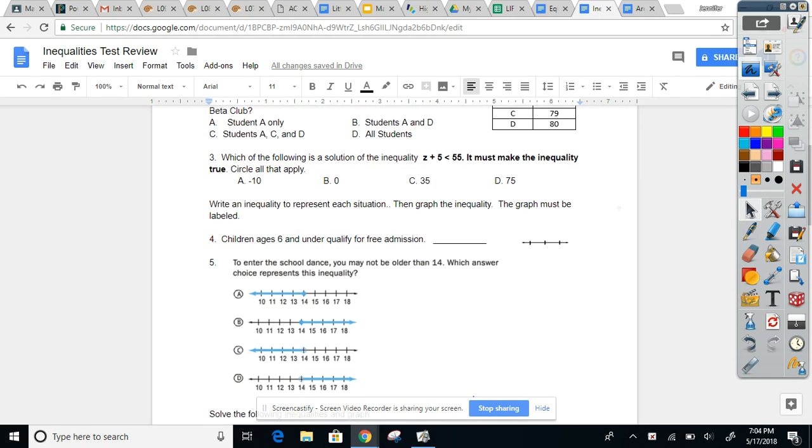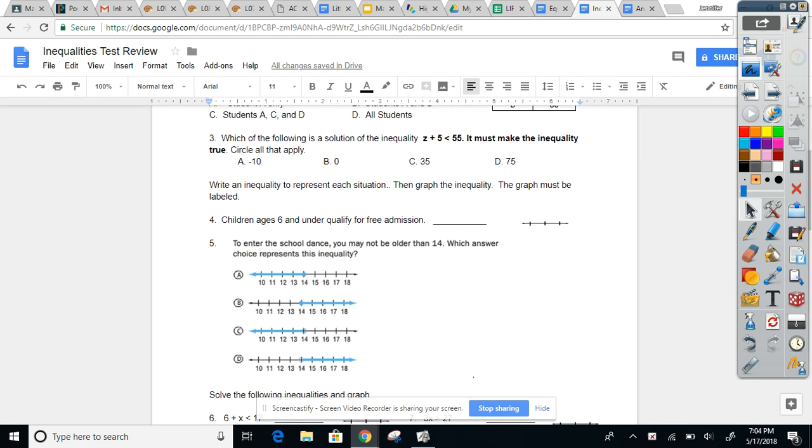Which of the following is the solution to the inequality? Same thing, we need to do the inverse operation. It must make the inequality true. Once again, you're going to circle all that apply. So something plus 5 needs to be less than 55. You have 4 choices, and you just pick all that apply.